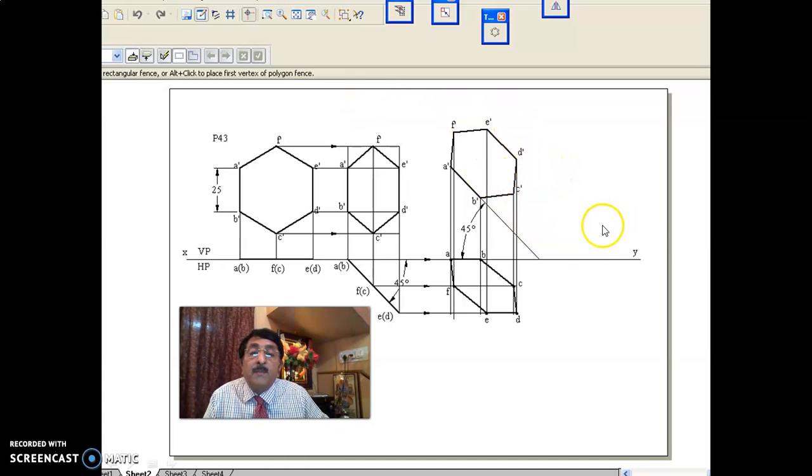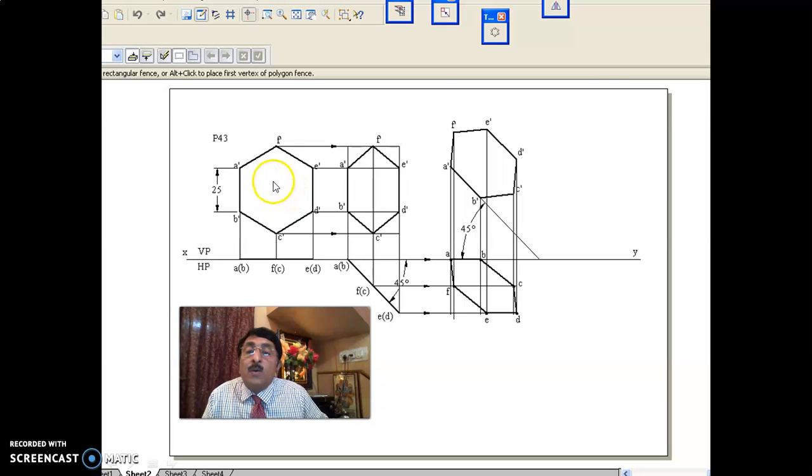As I said, be careful. Edge in VP means you start from the front view edge position. Edge in HP means you start from the top view edge position. In the same way, corner in HP means you start from the top view corner position. Corner in VP means start from the front view corner position of a hexagonal lamina, say. But be careful here afterwards. I have told you some of the tips. These are all front view starting problems.